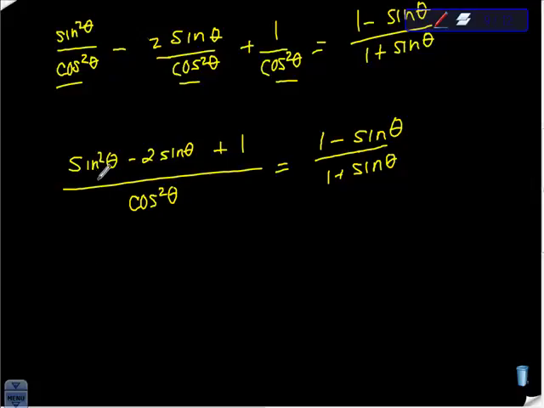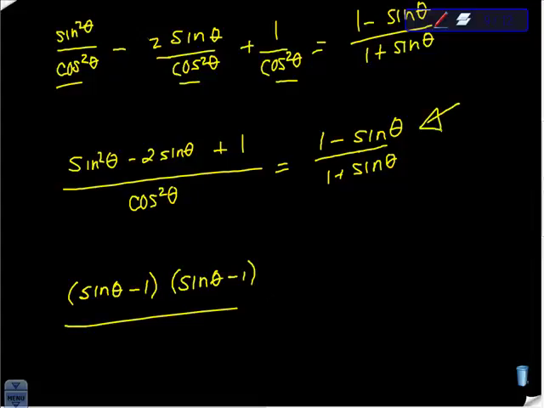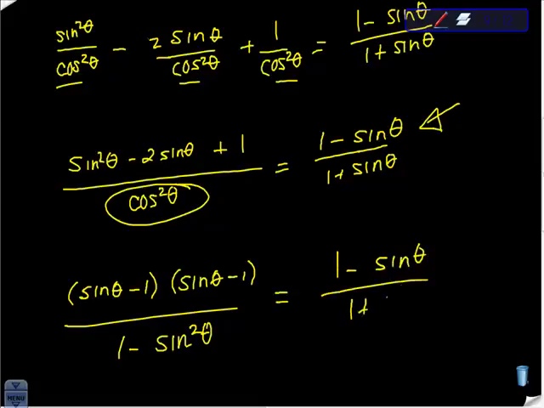Look, this is sine theta minus 1 times sine theta minus 1. Why am I doing that? Because I'm looking at this right-hand side, and I'm trying to figure out how I'm going to get a 1 minus sine theta and a 1 plus sine theta. So look again. We can trade in, using the Pythagorean theorem, cosine squared for 1 minus sine squared theta, which is equal to 1 minus sine theta times 1 plus sine theta.